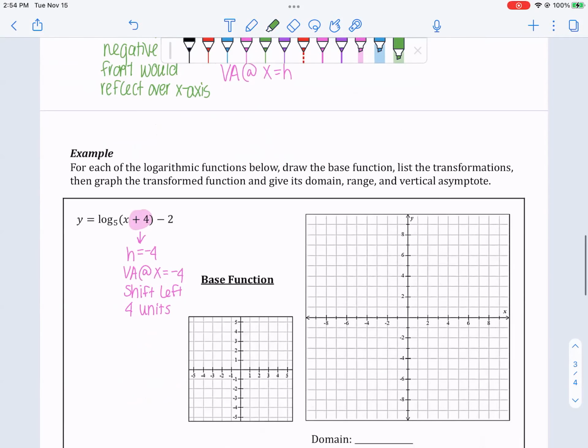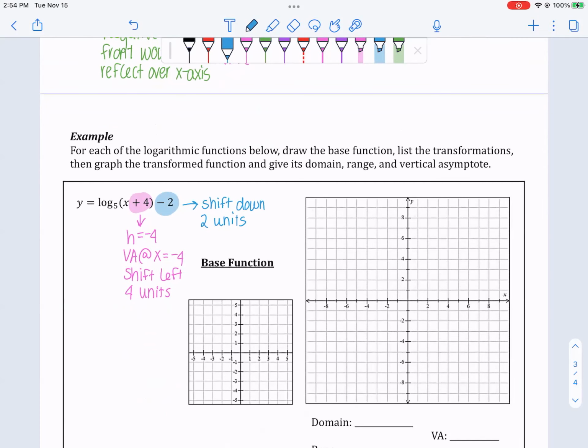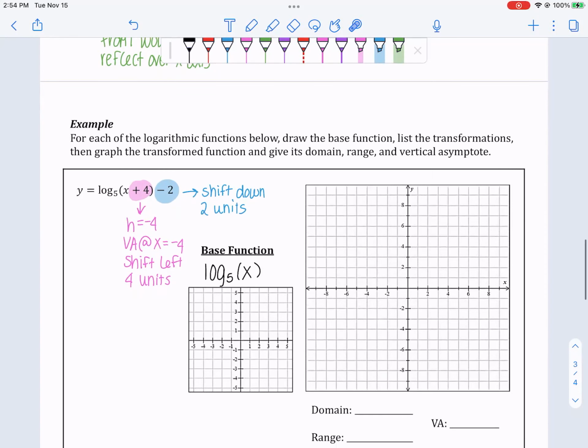What color? Okay, I did blue. This -2 here means we're shifting down 2 units. So we're taking the graph of log base 5 of x. That's our base function, log base 5 of x. And we are going to shift it left 4, down 2.